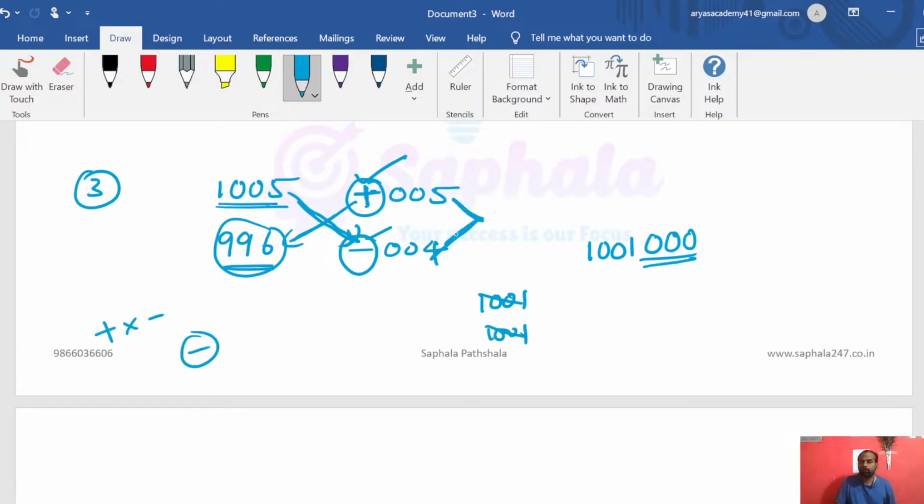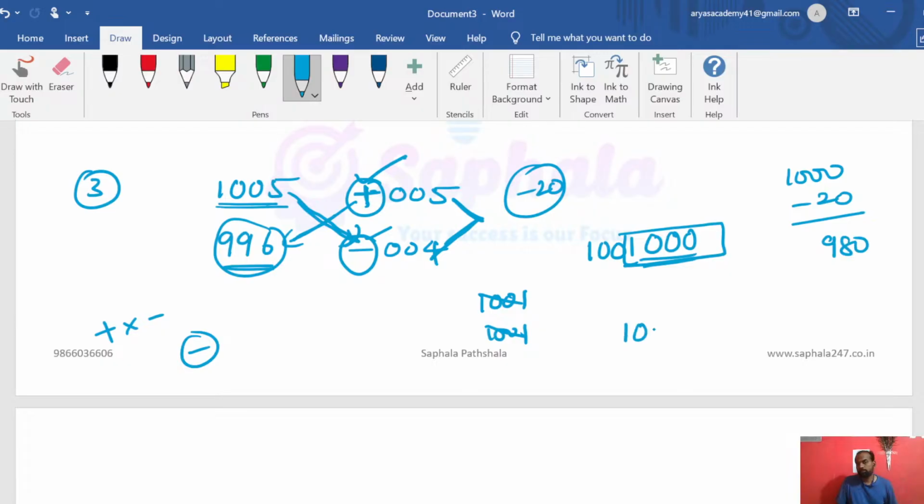So 5 fours are how much? 20, but that is negative 20. So you consider this last 4 digits. What is that? 1000. So from 1000 you have to subtract what? 20. If you subtract 20 from 1000, it becomes 980. So the answer becomes 1000000. So 1 has been carried forward, so it becomes 0 and then 980. So the answer is 1000980.